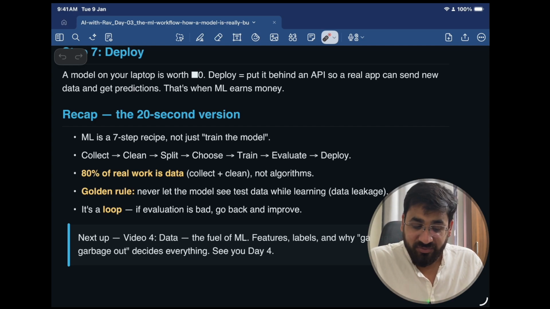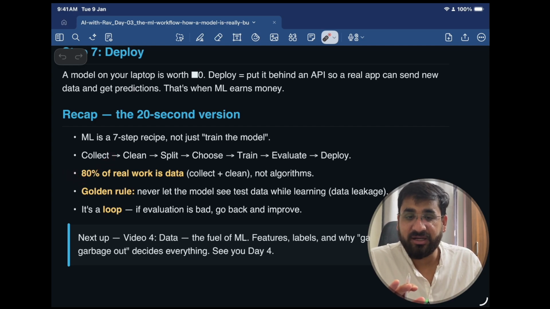And now, very important, 80% of real world work is collection and cleaning. And the golden rule: where the data leakage will be, what data leakage is, and how data leakage leads to memorization, not learning. And it's a loop. I discussed how you evaluate, and if it is not working, you choose a different model, train it, evaluate it, and keep doing it until you get the desired result. Next day you will learn why garbage in, garbage out is actually a serious problem.